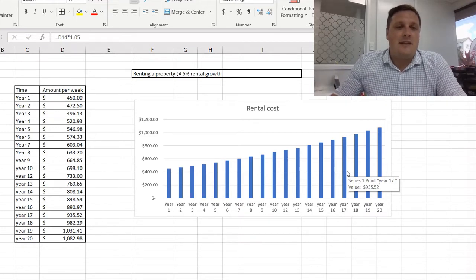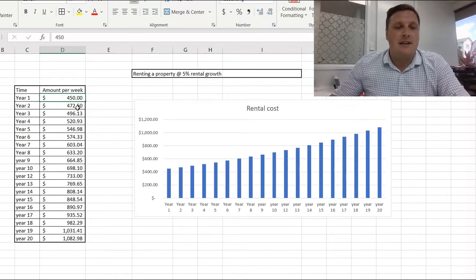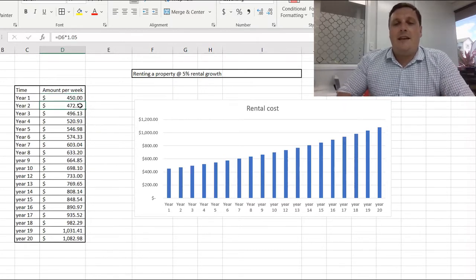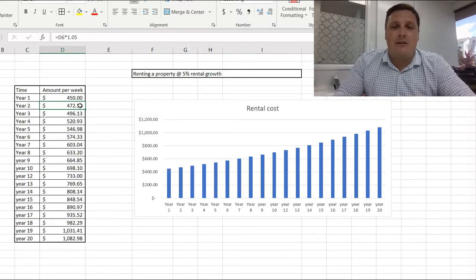Now, to first jump into this, essentially we've grabbed a property worth, say, $450 per week, and we're looking at that $450 per week going up by 5%. So that's in the first year, your rent going from $450 to $472. And we can see over time how compound interest really plays a crucial role here and how it can become extremely expensive. And this is a really good example of compound growth working against you in life.